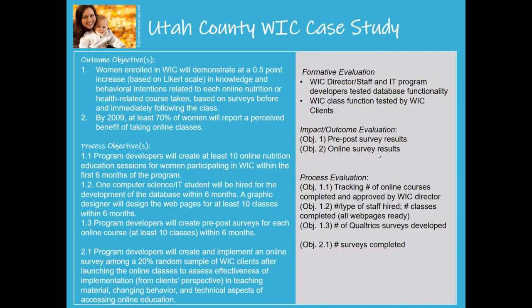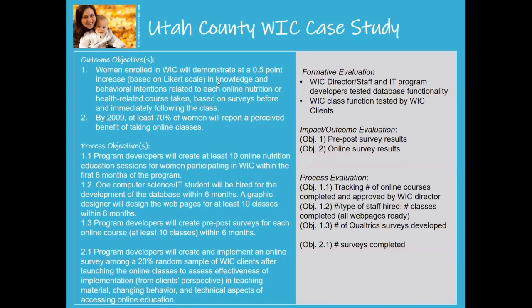The impact outcome evaluation really related back to our outcome objectives. So the first one was that women would have a 0.5 point increase on the Likert scale in their knowledge and behavioral intentions related to what was being presented in the classes. How we measured that is just pre-post survey results.